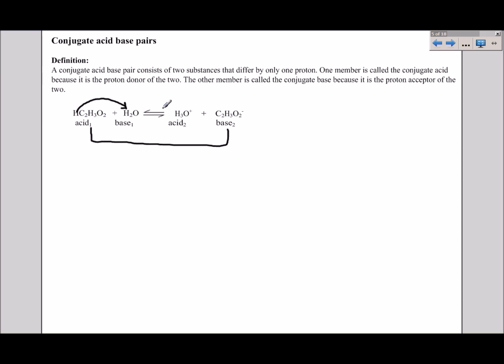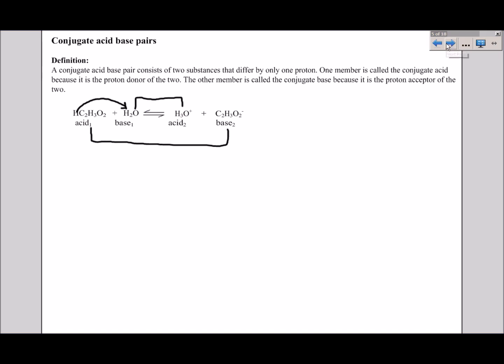The other pair of ions that are a conjugate pair are water and the hydronium ion. So in this pair, the H3O+ is the acid because it has one more proton than its counterpart, the water.